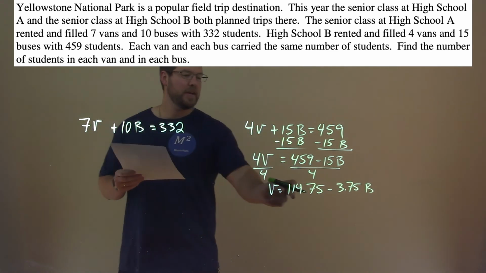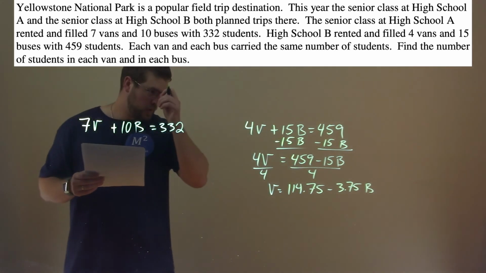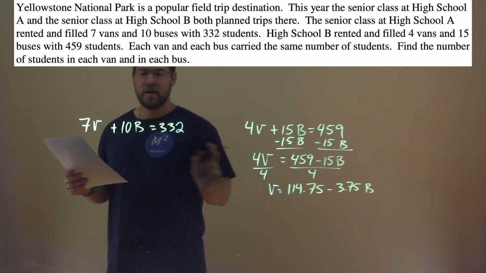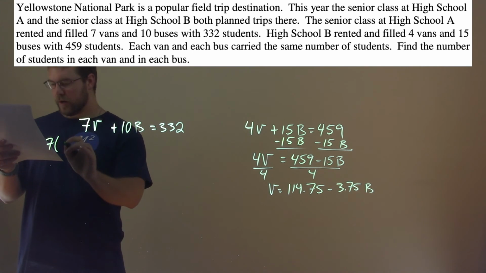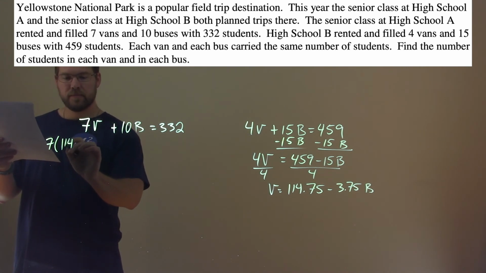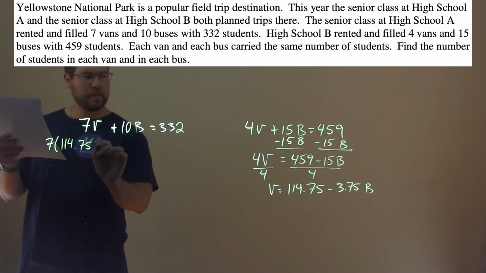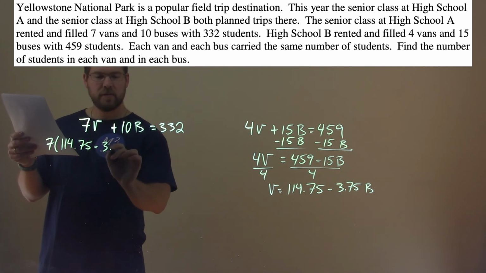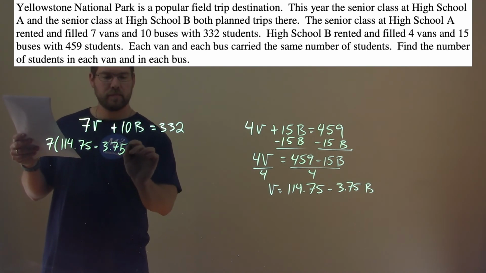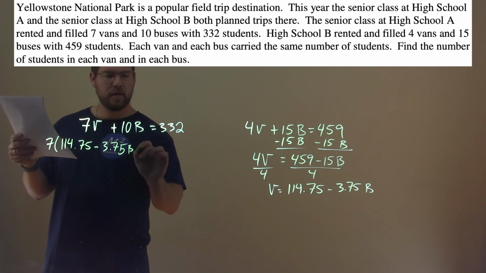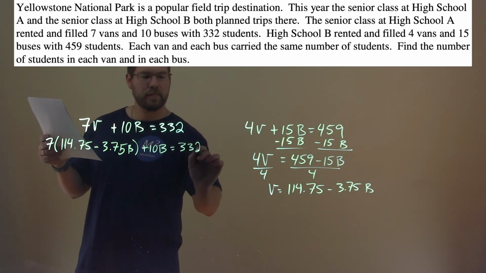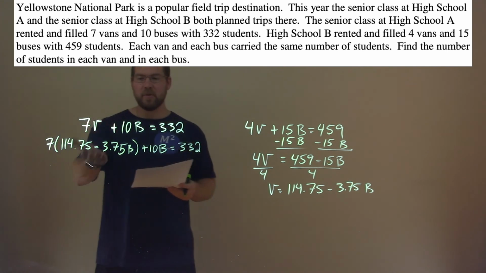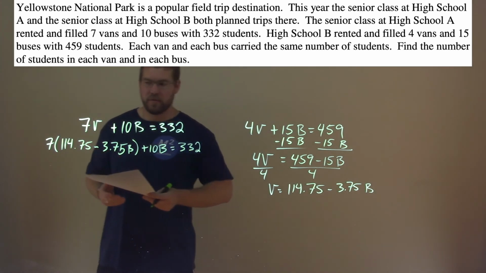We now have v completely by itself here, and so we're going to substitute that in for this v. So 7 times, bring over that 114.75 minus 3.75b, plus 10b equals 332. And now we have an equation with one variable, and let's go solve for it.